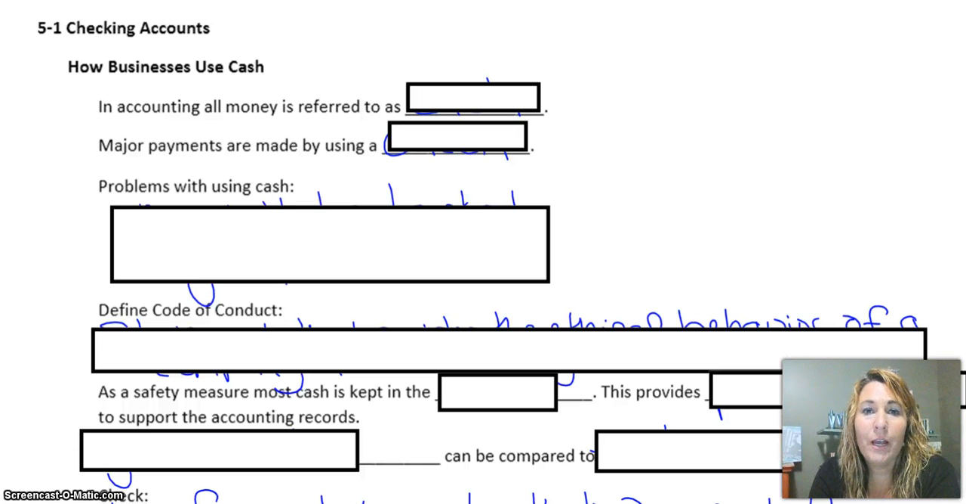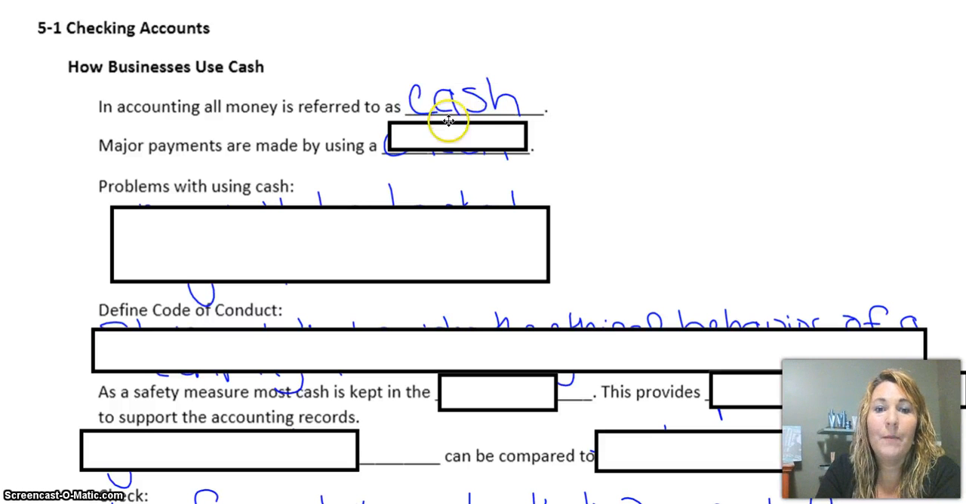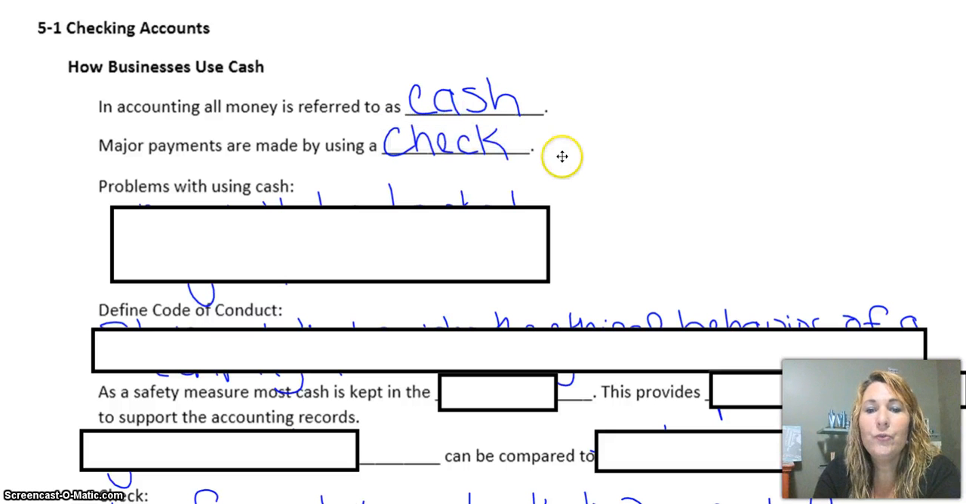Now, I refer to cash a lot when we are working in accounting. We actually have our cash account. And so in accounting, it's important to know that all money is referred to as cash. It doesn't matter what kind of form it's in, but we always just call it cash. If you are making a major payment, however, you never use cash, you always write a check. But when we write a check, we refer to it as paying cash. So if I say pay cash for something, or if I say we write a check for something, I am basically saying the same exact thing.